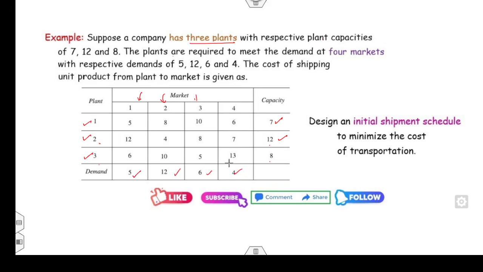And the cost of the shipping is given. Your target is to find the initial feasible solution, minimizing the cost. So firstly, we will check whether they are balanced or not. It is my 27 and it's a 17. 17 plus 10 is 27. So it is my balanced transportation problem.